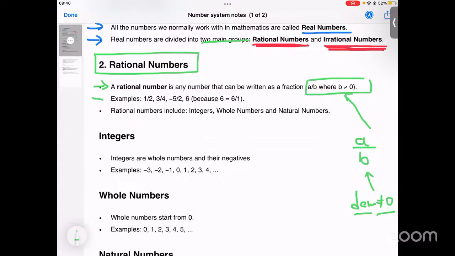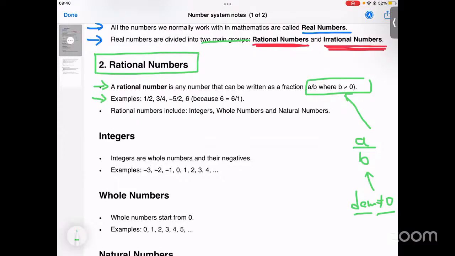So I've done some examples there that you can look into. If you punch 1 over 2 on your calculator, it is a fraction and it will give you 1 over 2. What about 3 over 4? Yes, you see, it gives you 3 over 4 on your calculator. When you say negative 5 over 2, yes, it gives you a fraction. So even 6. Why? Because 6 is still the same as 6 over 1.